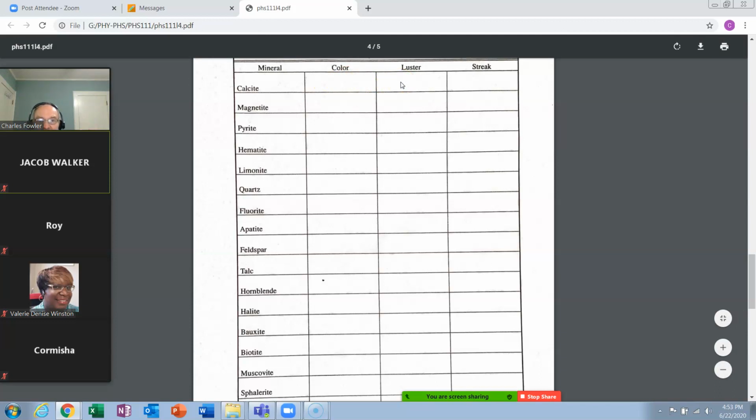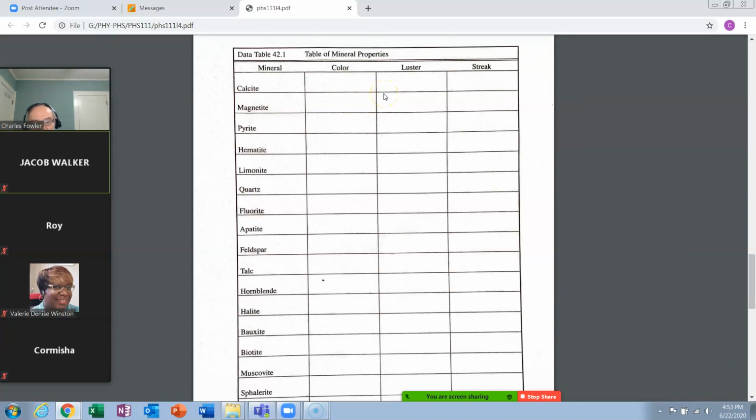What was mentioned earlier was streak next. You do luster next. That's going to be pearly, vitreous, metallic, some sort of word like that. Then streak, and again this will be a color, but it'll be the color of the streak, not the color that you see in the mineral. Now I'll come back to something later. Let's go to the next page.